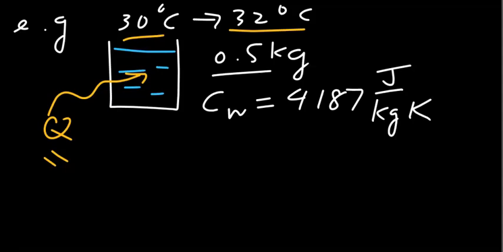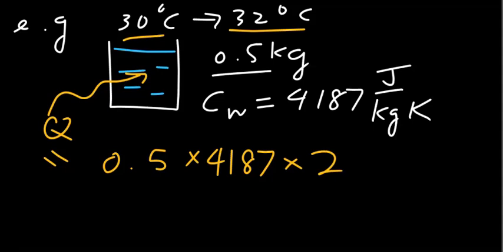So coming back to this example, the amount of heat that needs to be pumped in order to achieve that is the mass, 0.5 kg, times the specific heat capacity, 4,187 joules per Kelvin per kg, times the temperature change, in this case 32 minus 30, that is 2 degrees Celsius or 2 Kelvin, and the answer will be in joules, which turns out to be 4,187 joules.